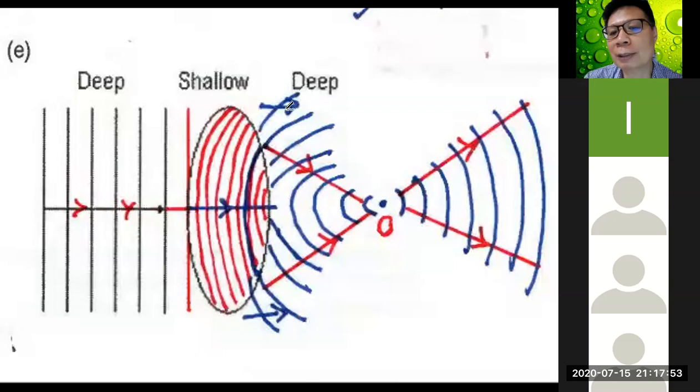Because this one goes faster, deep region it goes faster. Here slow, slow, slow, slow. This one goes faster. So all will pan out, all pan out like that. This one also goes faster. Then the lambda is back to normal. But when it goes out, it curves out like that, right? Then it will finally focus at the focal point. This is a focus point. It will focus to this point.